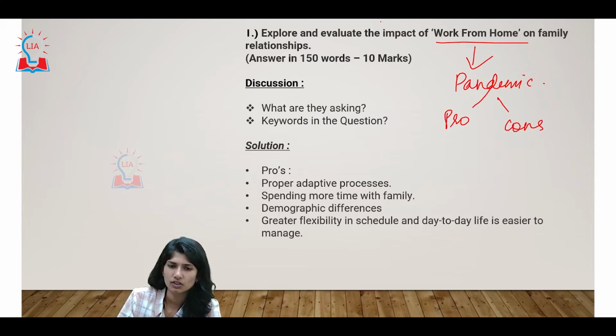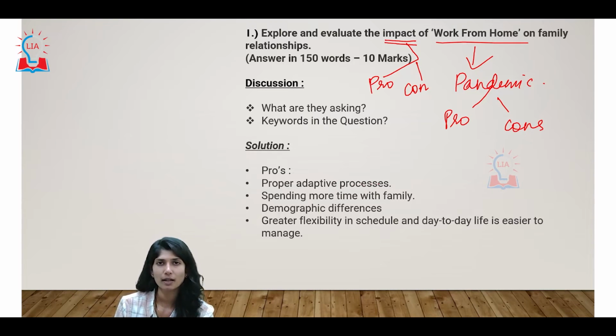What are the keywords here? Pretty simple. Impact of work from home culture. Here by impact we mean both pro as well as con. You are supposed to give both positives as well as negatives. See, a proper adaptive process: people had to adjust to the fact that their routine had changed.